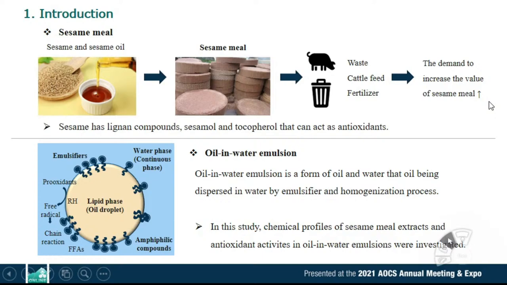Oil-water emulsion is a form of oil dispersed in water by an emulsifier and a homogenization process. Previous studies analyzed the antioxidant activities of sesame and sesame meal in bulk oil. In this study, chemical profiles of sesame meal extracts and antioxidant activity in oil-water emulsions were investigated.